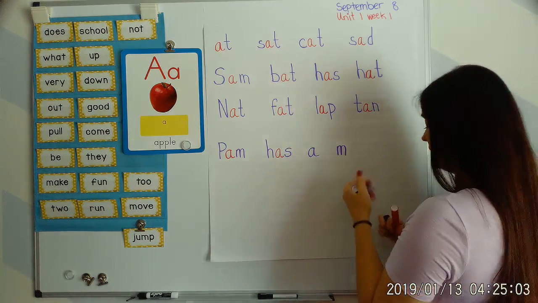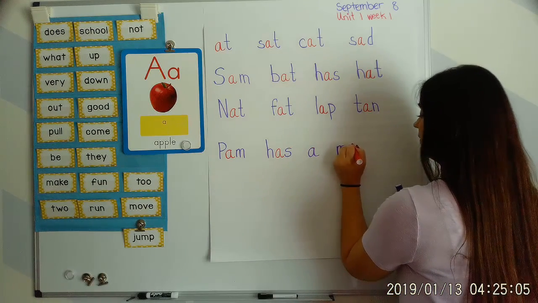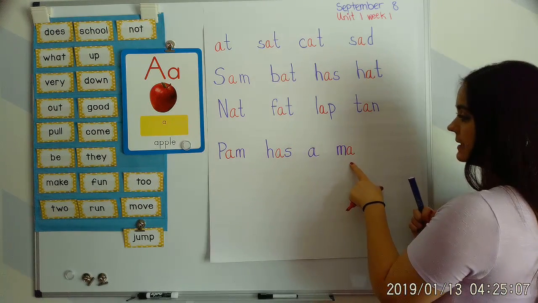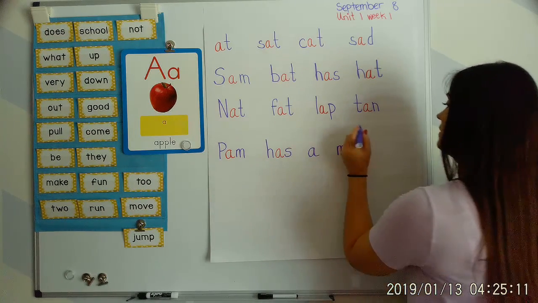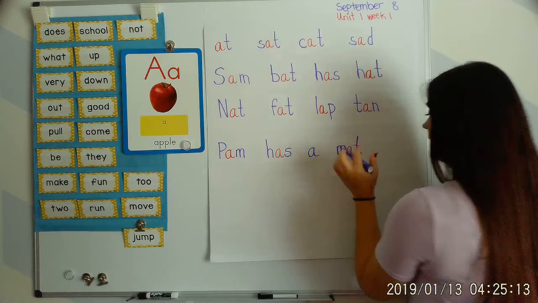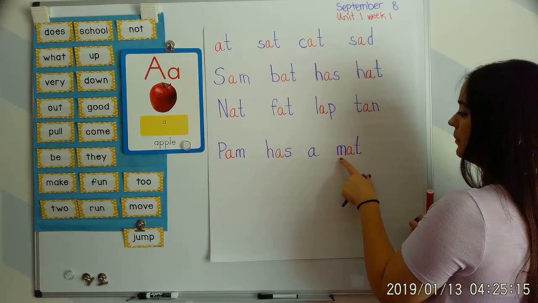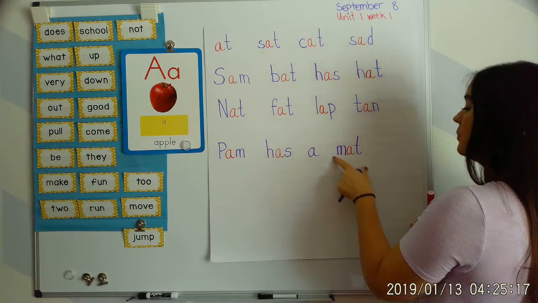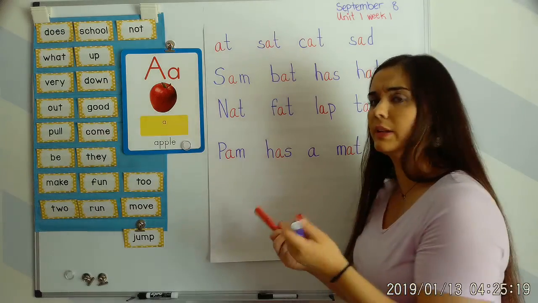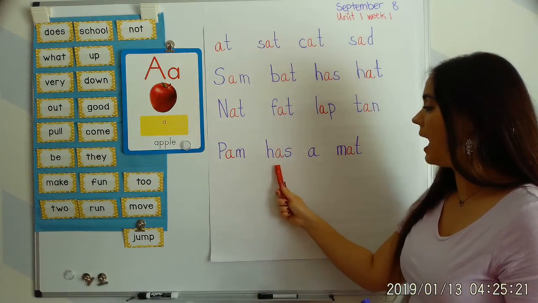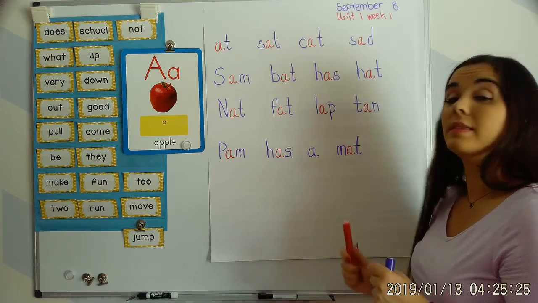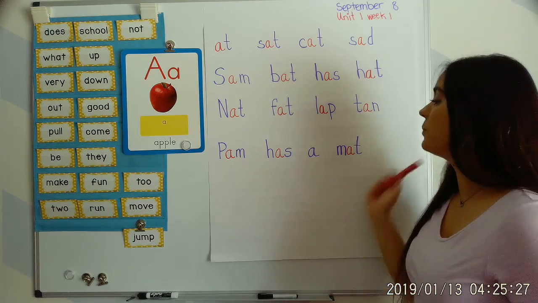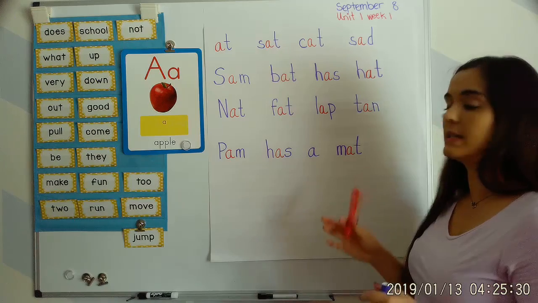M says m. A says a. And T says t. Mat. Excellent. So go ahead and read our sentence. Pam has a mat. Your turn.